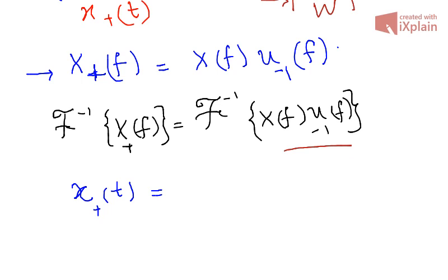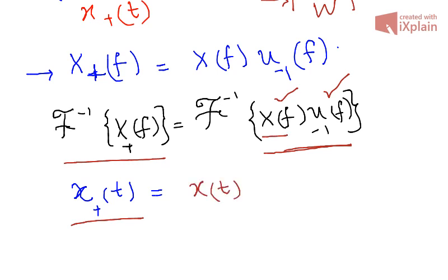So x of f has a time domain pair x of t, and we will see the time domain signal for the unit step u of f. So their time domain pairs would be convolved, right? The product in the frequency domain is equivalent to the convolution in the time domain. So from here we get that the left hand side will give us x positive of t, which is equal to the convolution of x of t with the time domain signal of u of f.